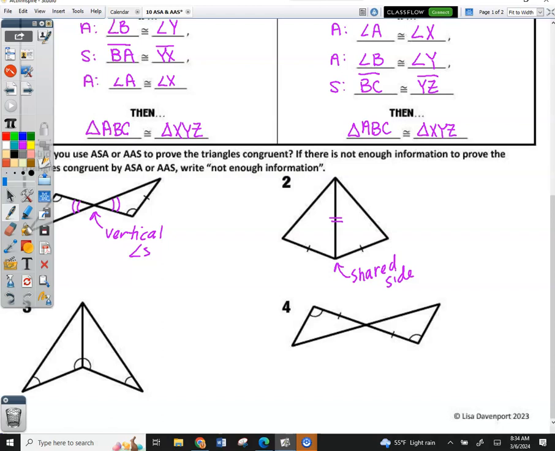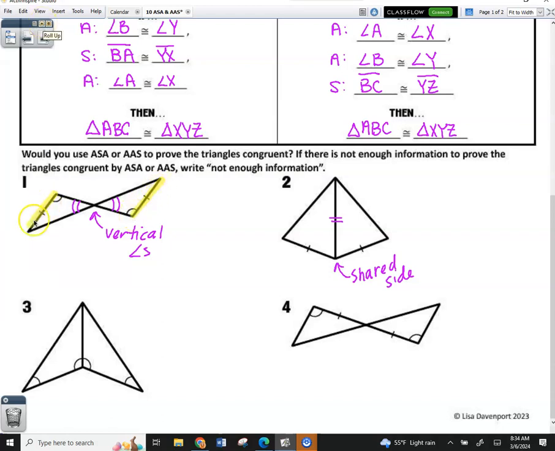Let's do number 1, 2, and 4. So number 1, take your highlighter, highlight the side that's congruent. Now look at your markings and ask yourself, this whole worksheet, remember, although it looks like an open-ended worksheet, we said it's actually multiple choice. Because it's either, in this case, ASA, AAS, or not enough info. So you have 3 choices on the whole thing.